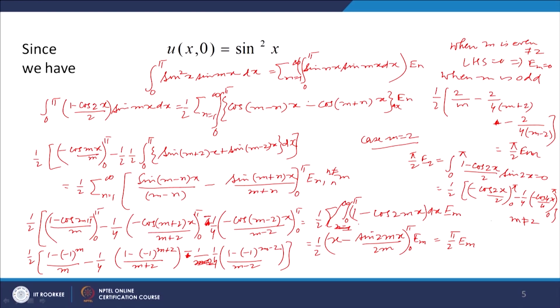So, E2 is equal to 0. So, this implies E2 equal to 0. So, hence En is 0 when n is even, and En is equal to this quantity. Em gives you the value of Em from here for m odd, and so that you can get En, okay.